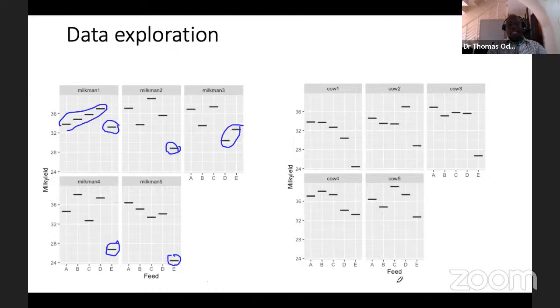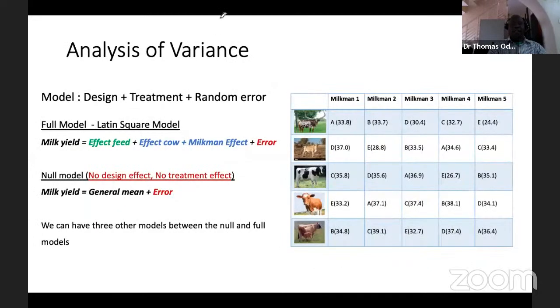Now you can also look at this for the different cows. You can see cow 1, E was still the lowest. For cow 2, E was also the lowest. For cow 3, E was the lowest. For the next cow, E was the lowest here, and E was also the lowest there. So certainly a question mark can be asked here, that something must be going on. How come only this milkman seems to have a difference between C, A, D, and E?